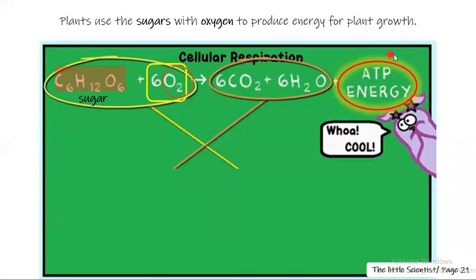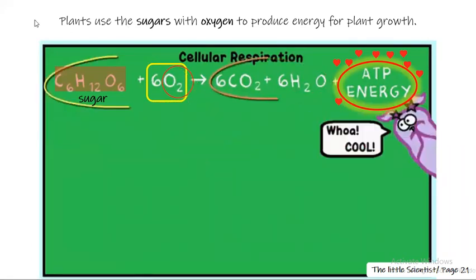What is ATP energy? It is the energy that will help the plant grow healthy, grow taller, make fruits, grow new leaves, grow the roots. So the ATP energy is the purpose of the breathing process in plants. Okay? Plants take in oxygen, they breathe out carbon dioxide. They use the oxygen they took, they combine it with sugar to make ATP energy.